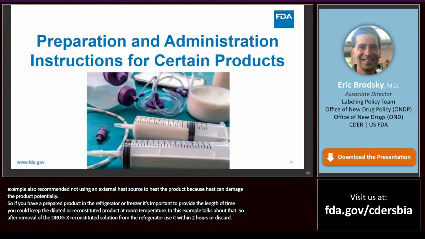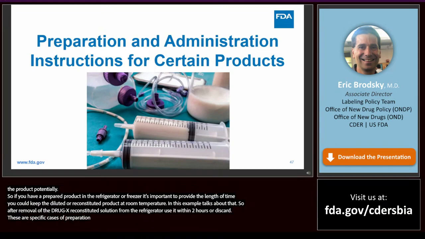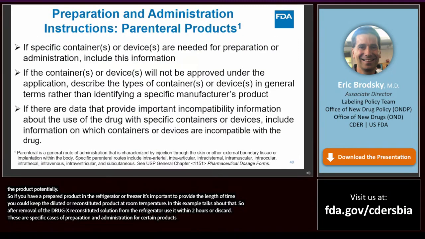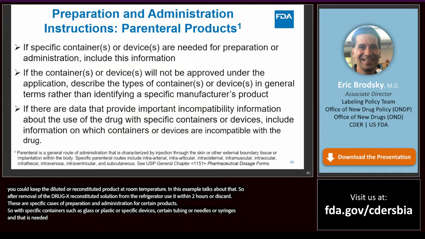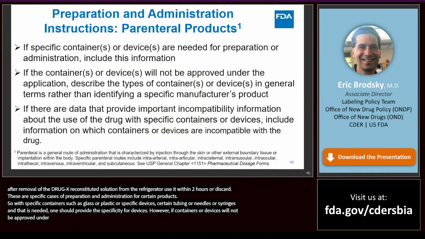These are specific cases of preparation and administration for certain products. If there are specific containers such as glass or plastic, or specific devices, certain tubing or needles or syringes, that are needed for preparation or administration, one should provide the specificity about the specific containers or devices. However, if containers or devices will not be approved under the NDA or BLA, the recommendation is to describe the device or container in general terms rather than being very specific.